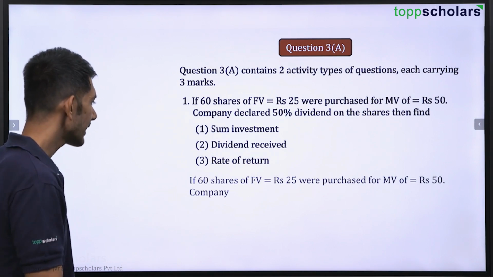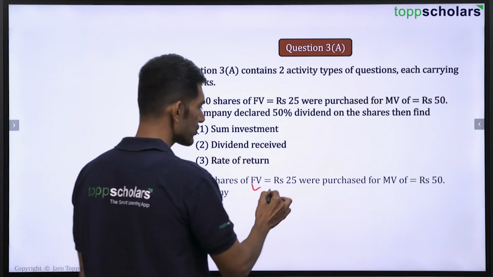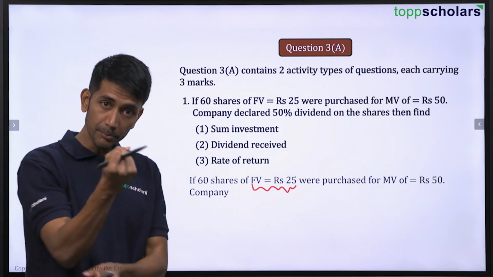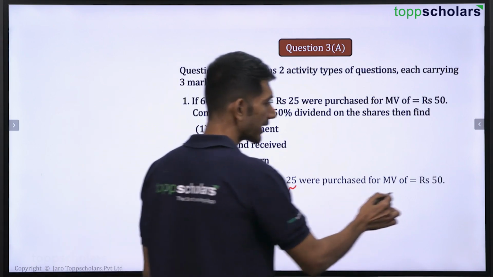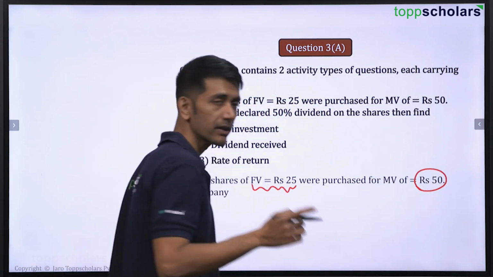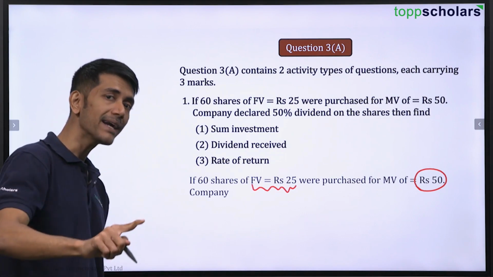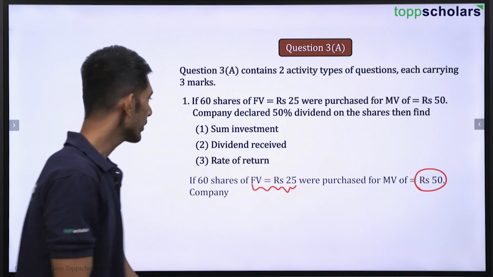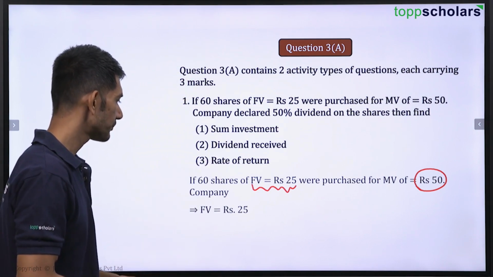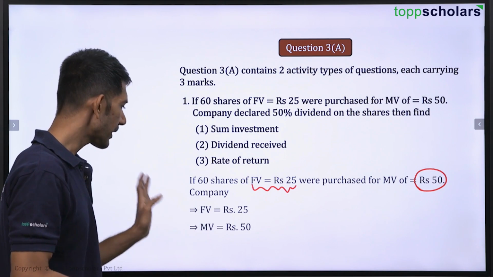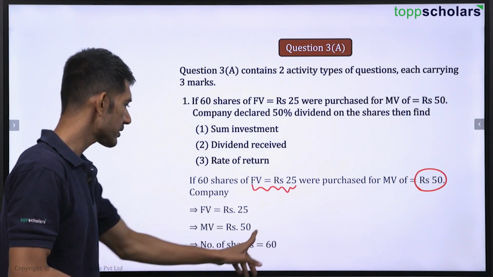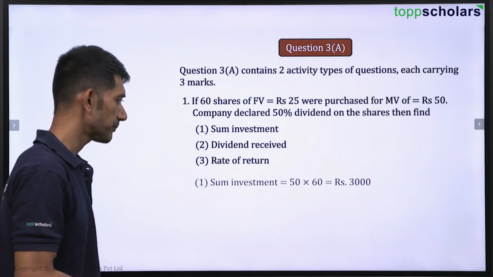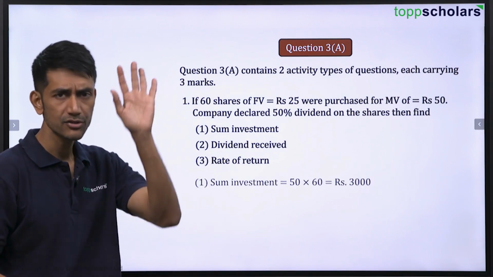Okay. Now let's understand the question. So what is the face value of the share? The face value is rupees 25. What is the purchase value? That is market value. Market value is rupees 50. So whenever we buy a share, we buy it at the market value, right? So 60 shares were purchased at the market value. So investment will be how much? Face value is 25, market value is 50, number of shares is 60. So investment will be according to the market value, that is 60 multiplied by 50. 3000 rupees invested in shares.